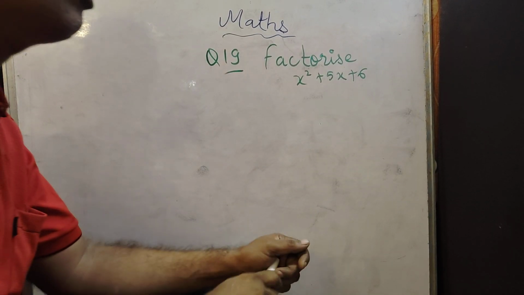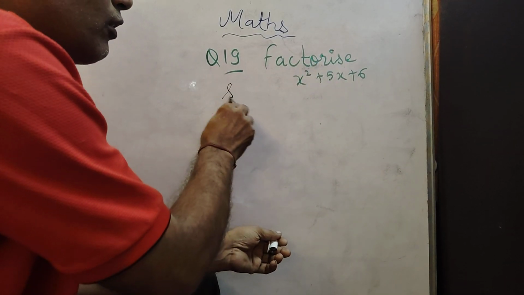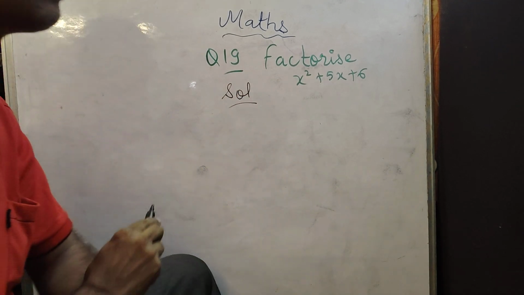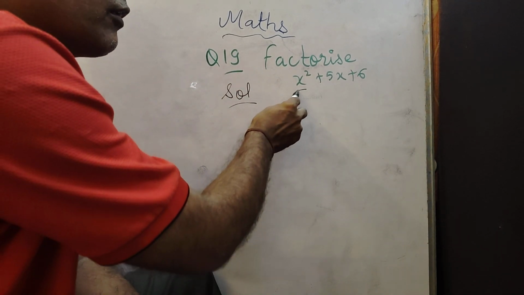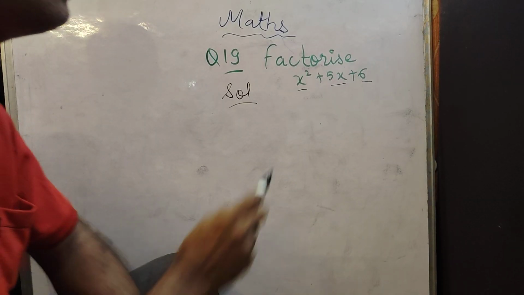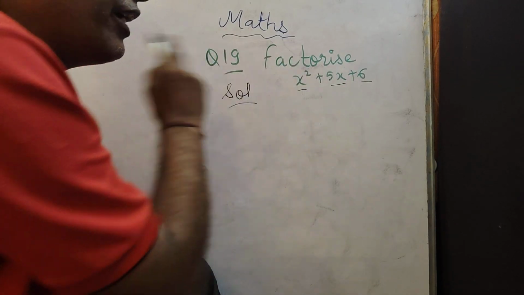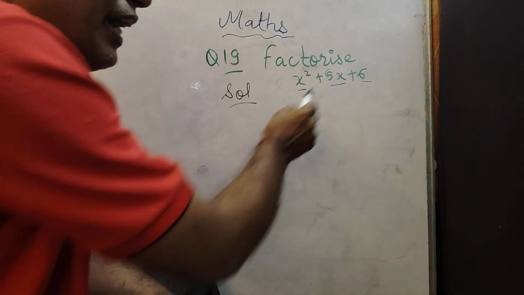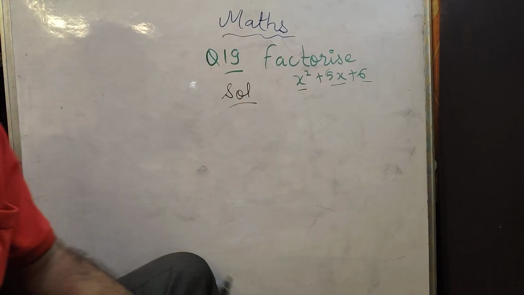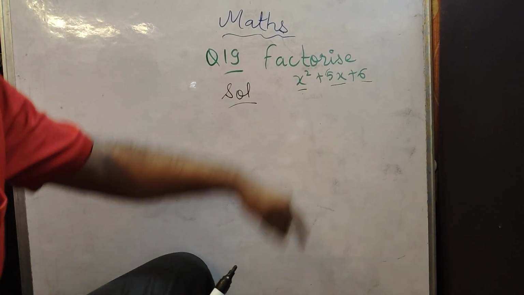Question number 19. The solution is: factorize x square plus 5x plus 6. So first look, there are three terms: 1, 2, 3. The plus signs separate what are called terms. So first term, second term, third term. There is x square in the first term, x in the second term, and the third term is without x. So this is the without-x term, this is the x term, this is the x square term.